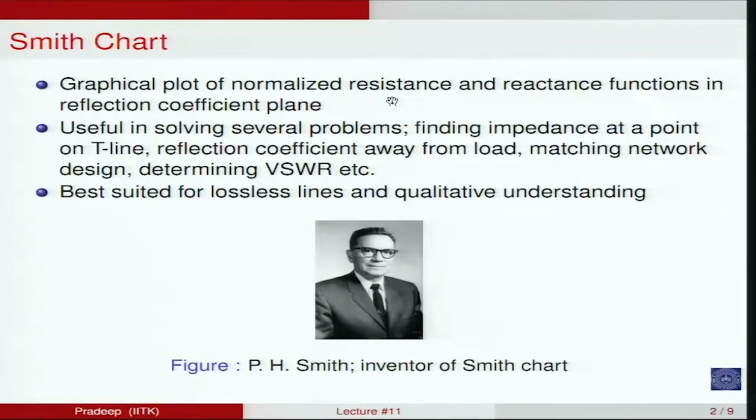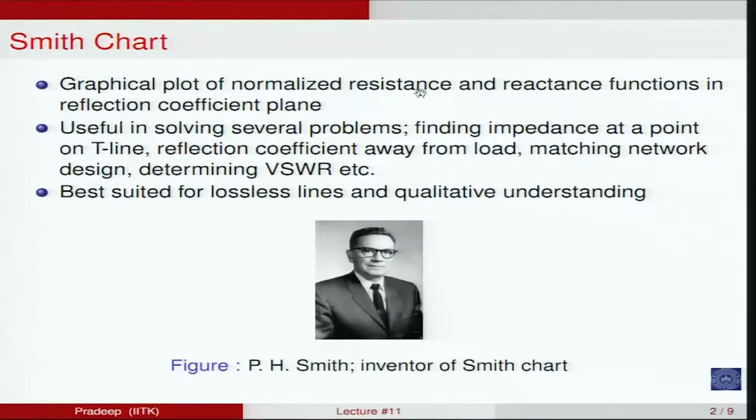If the characteristic impedance that you are considering is real, which is what you would mostly consider, then if you have the load resistance, that load resistance divided by the characteristic resistance will be the normalized resistance. Load reactance normalized to the characteristic impedance will be the normalized reactance. So any load in the problem that you are considering can be normalized with respect to the characteristic impedance of the transmission line, and that is what we mean by normalized resistance and reactance, in general normalized impedance.